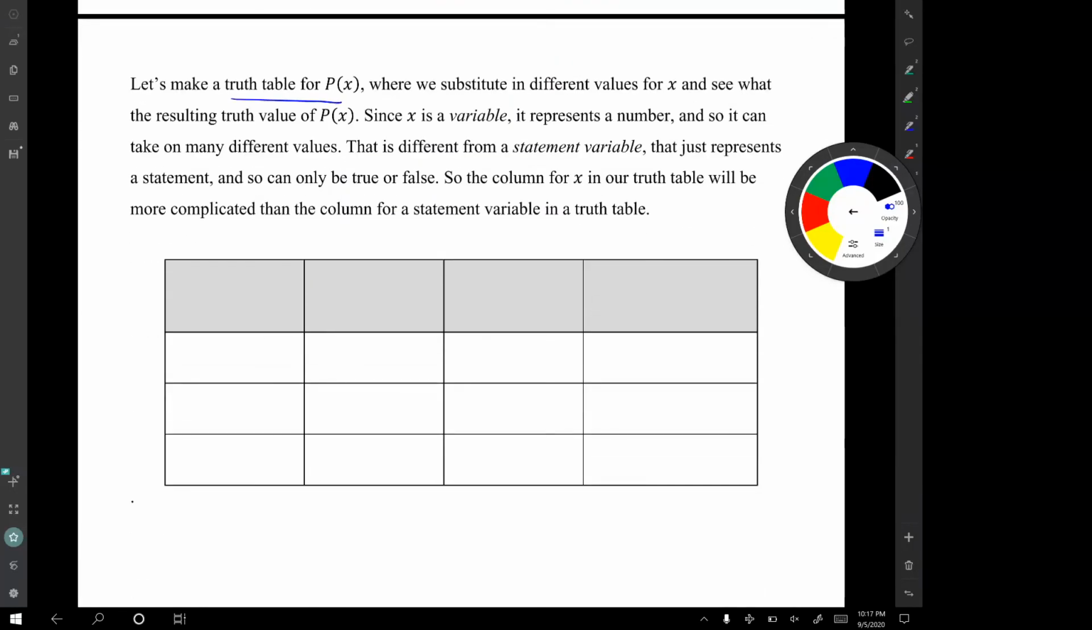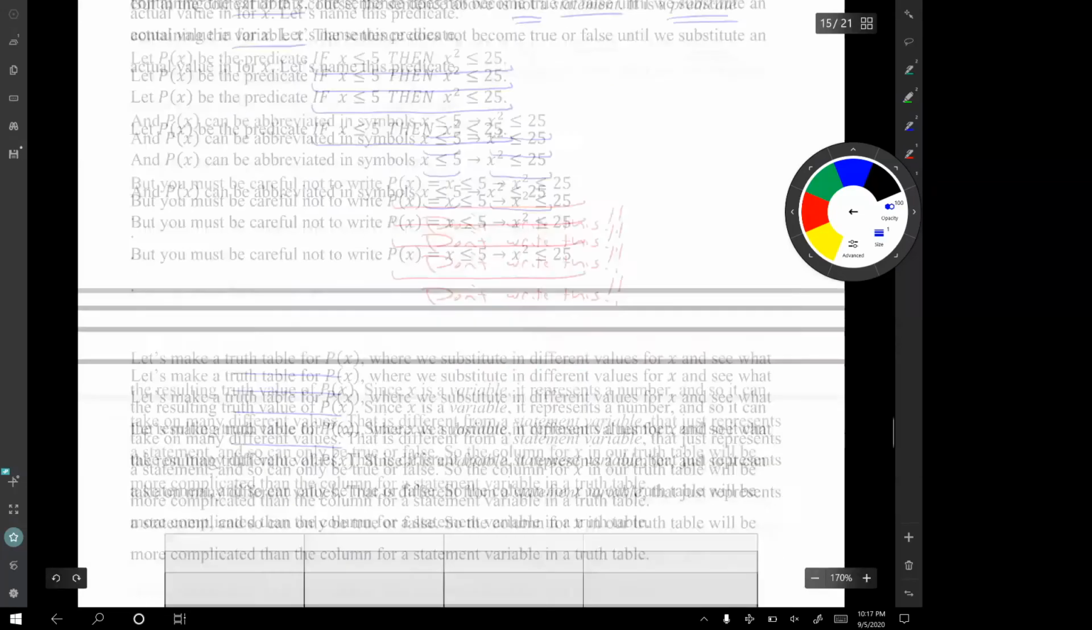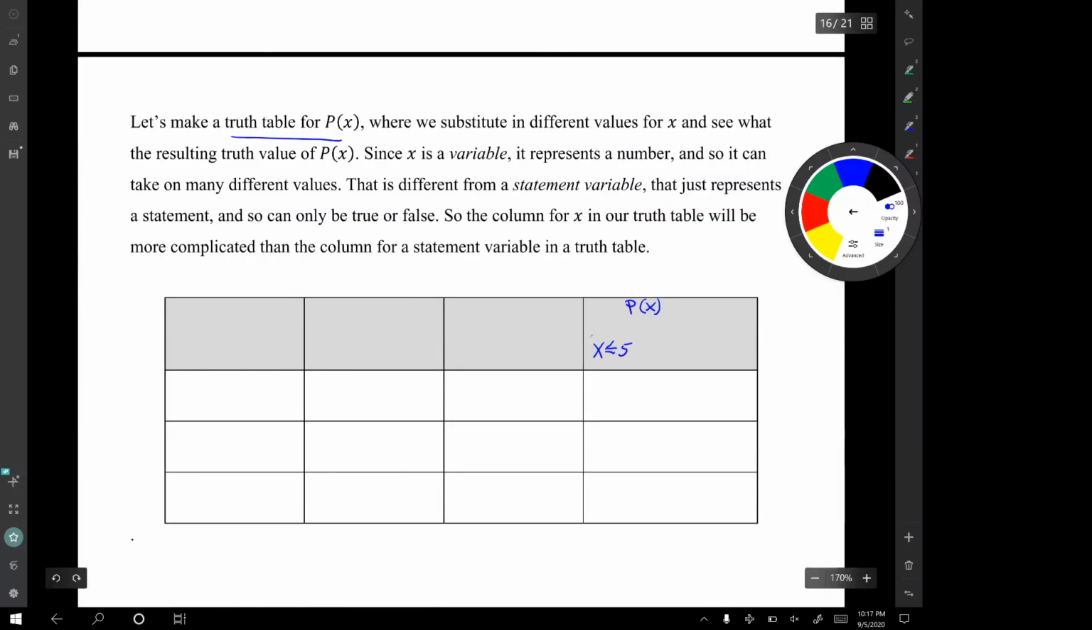Now, how will that work? Remember that p of x is this whole predicate here. So we need to build a table that has a column that's that. So in fact, we know that's going to be our final column. So let's go ahead and put that column in at the very right of our truth table. So we want to find out the truth value of that. Well, in order to get the truth value of that, we're going to need to have the truth value for these things first. So we need to have columns for those.